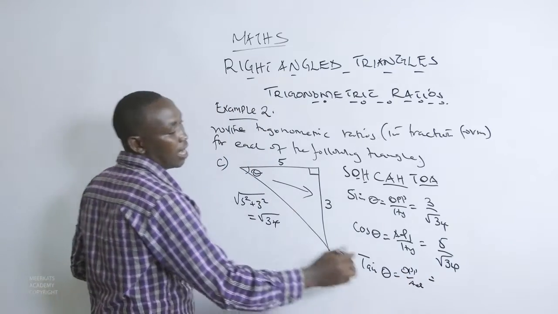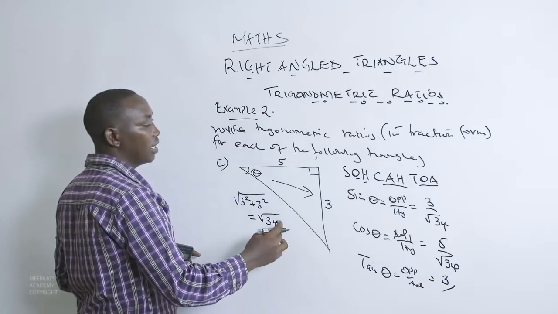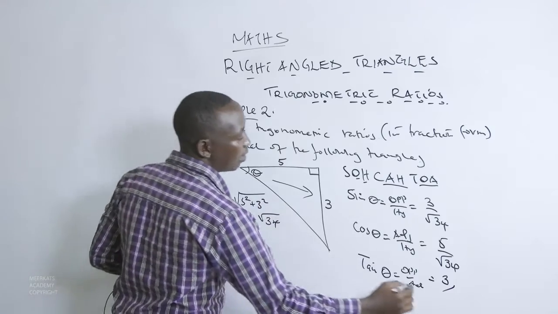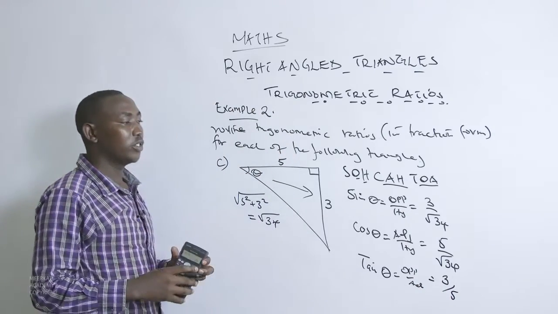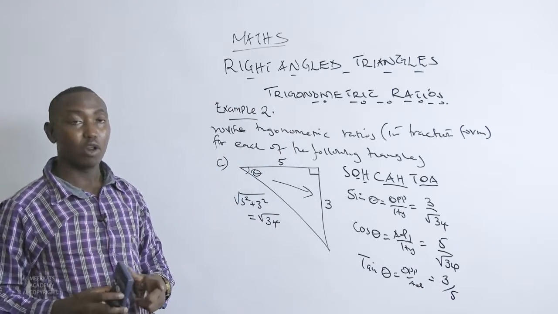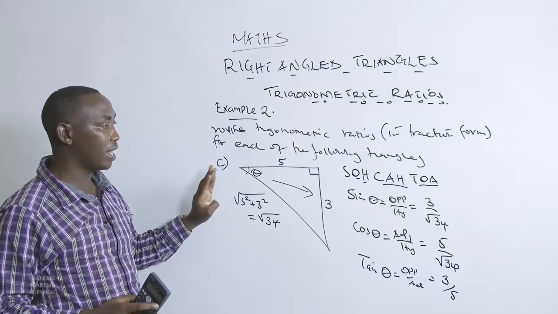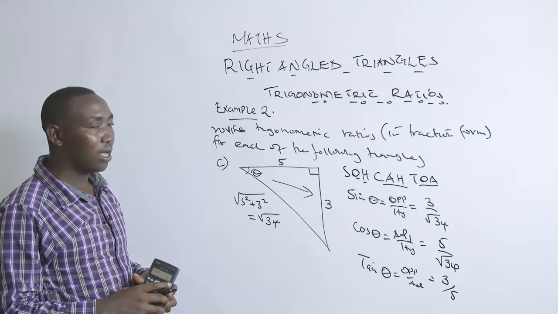And the opposite to this angle is 3. Its adjacent is 5. So those are the three trigonometric ratios we can obtain from this particular triangle.